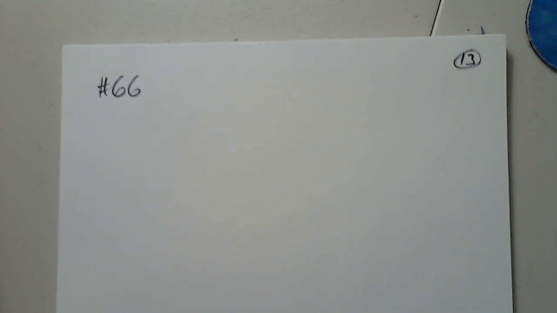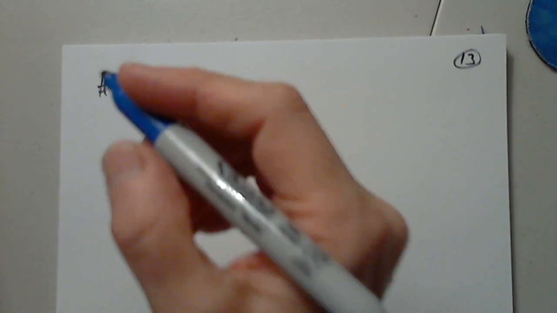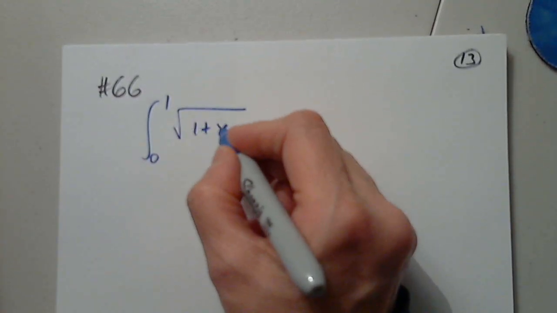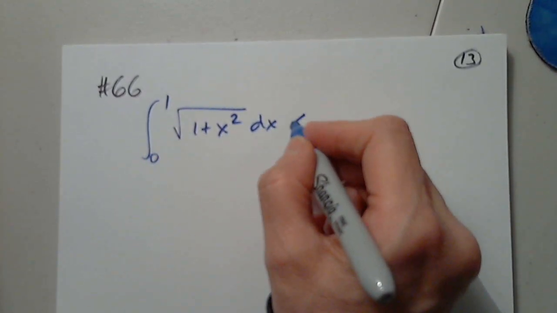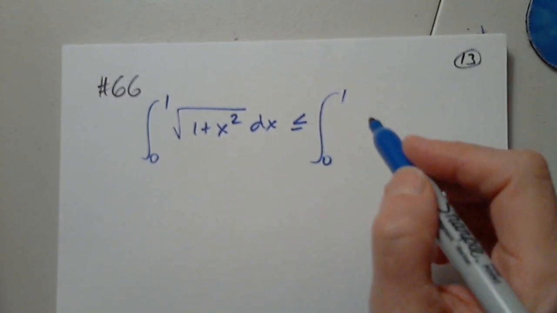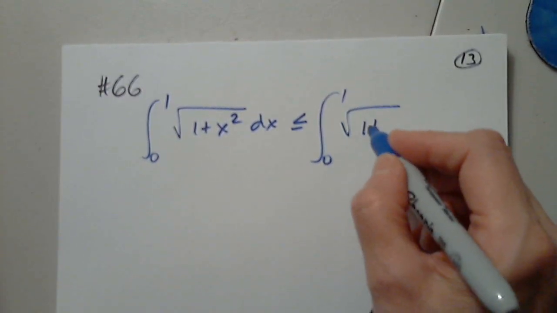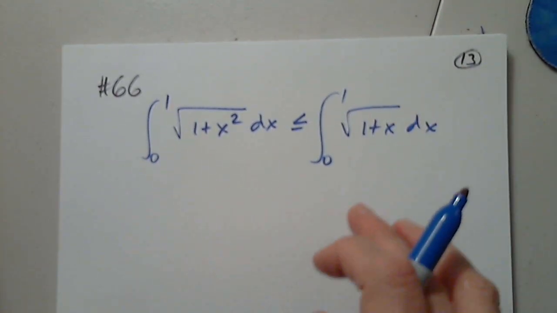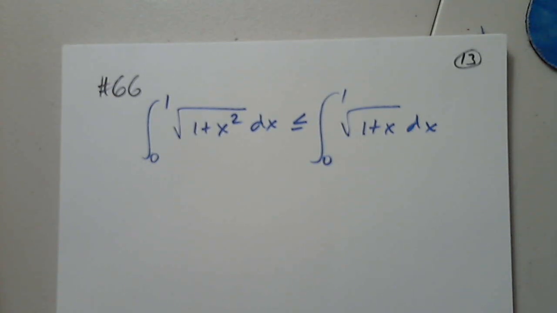Okay. Let me copy it and then stop sharing. So we have the integral from 0 to 1 of the square root of 1 plus x squared dx. They say show that it's less than or equal to the integral from 0 to 1 of the square root of 1 plus x dx. You can say, oh yeah, I'll plug them both in the calculator. This should be a smaller number than that, and I'm done. No. We want to illustrate using the properties of definite integrals.